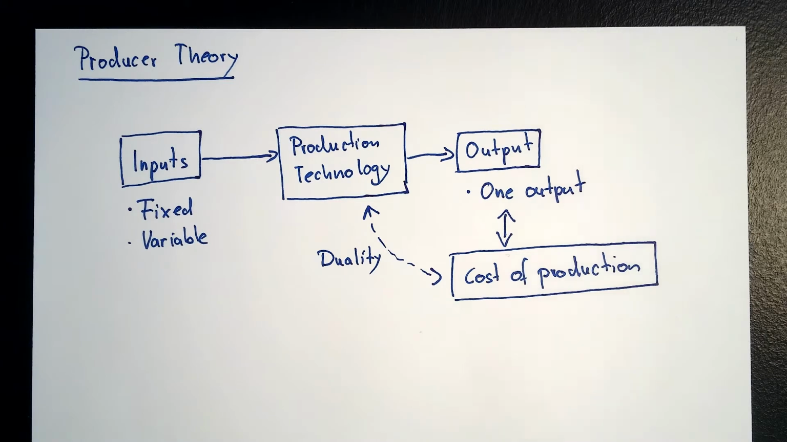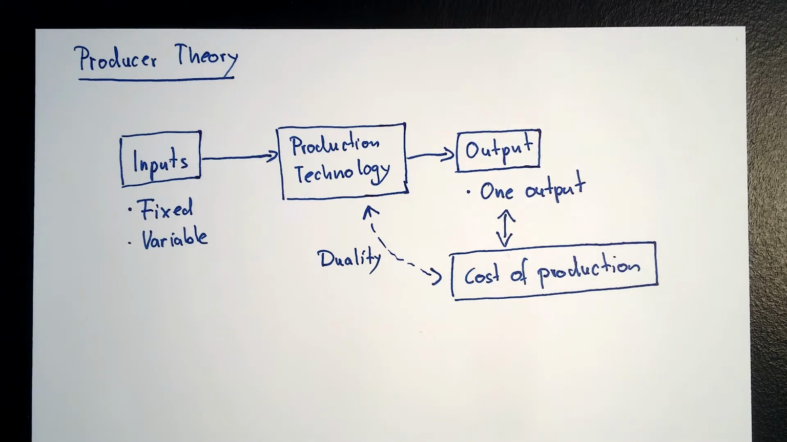First, we are going to look at production technology, which is the subject of this video. And second, and that will be the subject of the next video, we are going to look at cost theory, which is based on producer theory. It is the combination of producer and cost theory that allows us to derive the supply function of the firm.